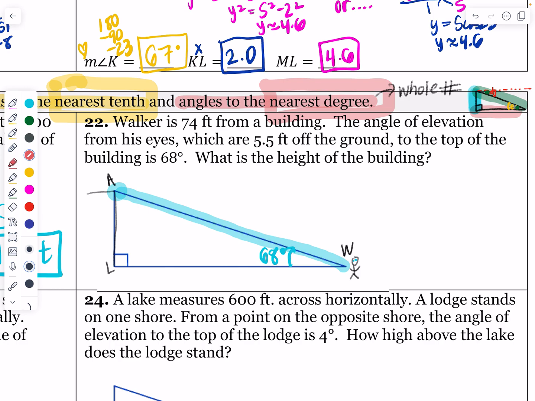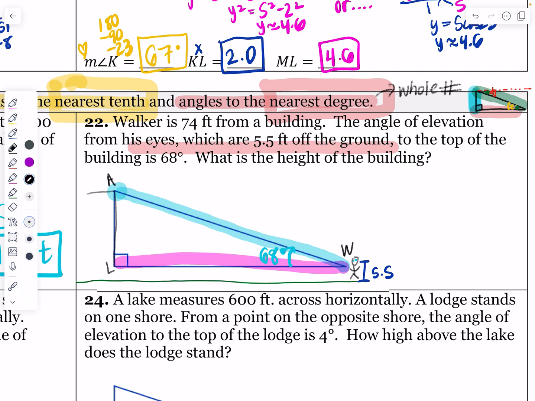But we talked about this. Anytime it says from his eyes, which are 5.5 feet off the ground, we need to draw the ground under Walker. Okay, so I'm going to change to green for the grass. We're assuming that Walker is standing up on the grass and his eyes are 5.5 feet above the ground. So when he's looking at this building, he's only seeing from the pink to the blue of this building, meaning that the building is also standing on the grass. So I'm going to make this a little bit longer. This building is also standing on the ground.